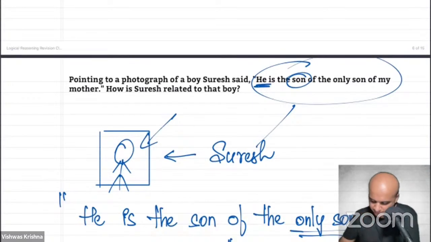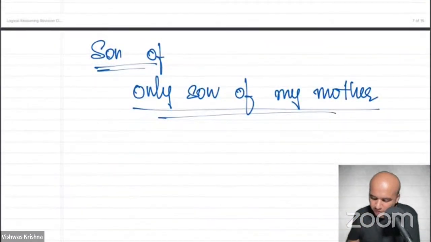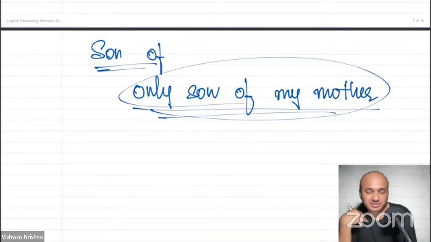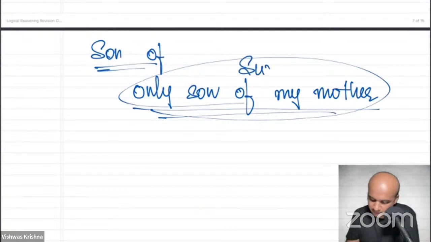Once again, let me come back to the statement. Only son of my mother. If I am Vishwas, and I'm pointing to a photograph and saying that this fellow, whoever is in the photograph, is the only son of my mother, then that only son of my mother is me, myself, isn't it? Okay, that part is already solved. This would be Suresh, the only son of his mother.